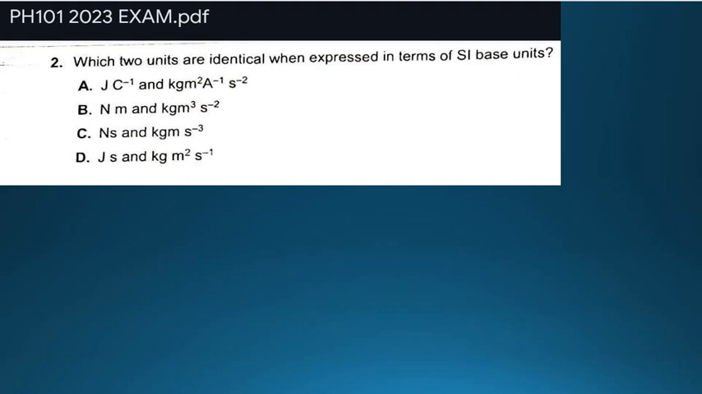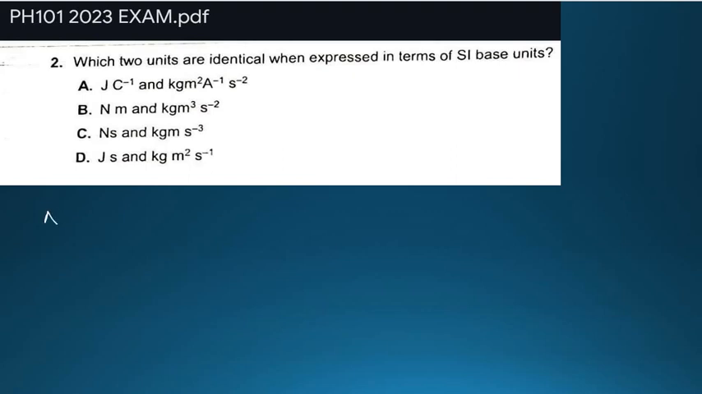So this is now exam question 2023, and we are going to do also this question step by step. Which two units are identical when expressed in terms of SI units? That's the question. So we are going to be deriving the units. We are going to be converting.